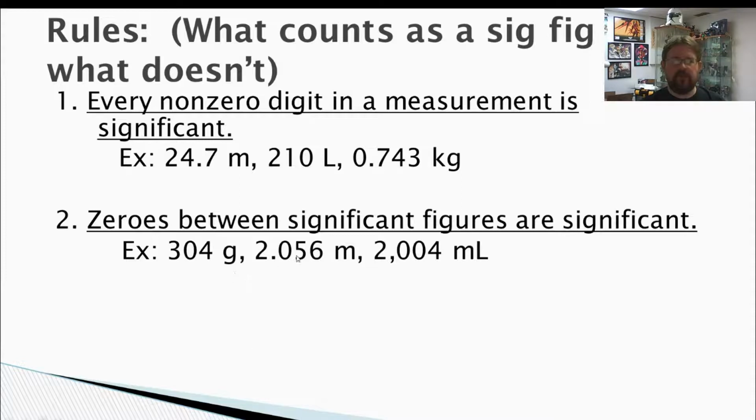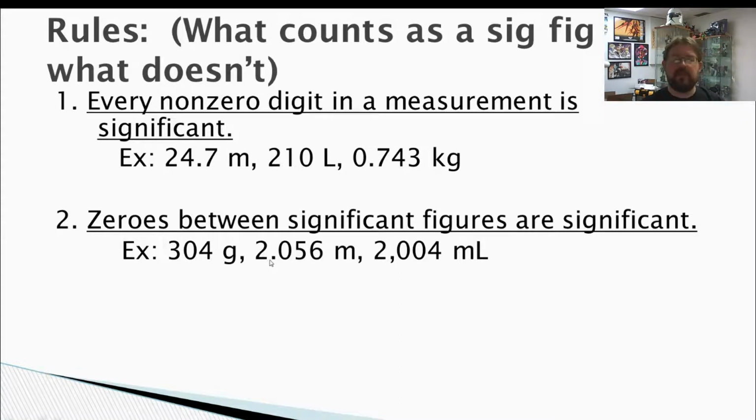304 grams, 2.056 meters, and 2004 milliliters. Our first one here. How many significant figures are there in this measurement? Remember rule 1, every non-zero digit is significant. That means the 3 and the 4 are significant. That's 2 right there. Rule 2, zeros between significant figures are significant. That 0 is between a 3 and a 4. It's between significant figures, so it also counts. So in 304, you have 3 significant figures.